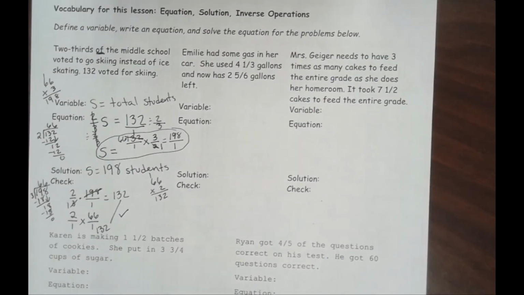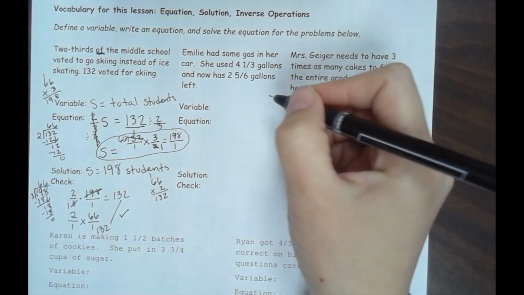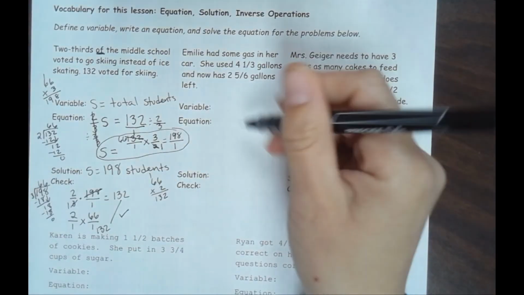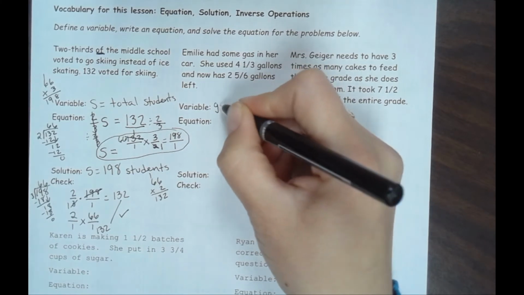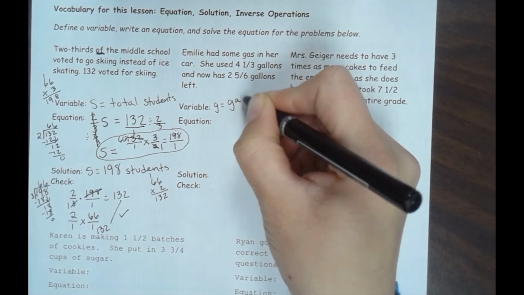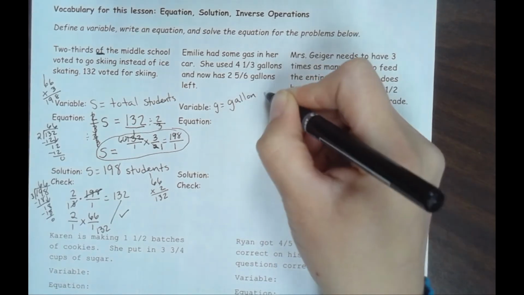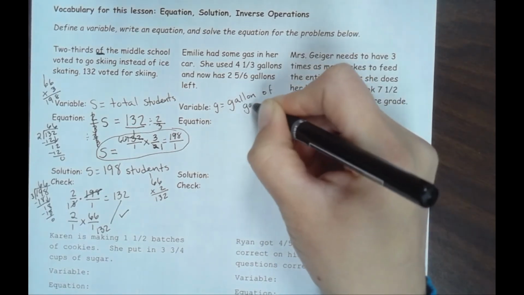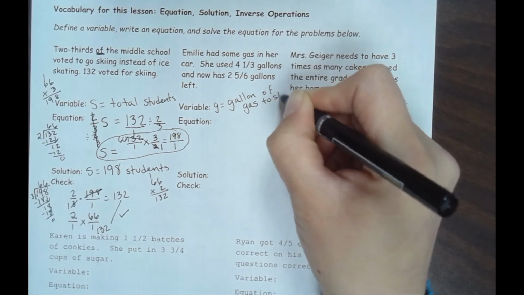Okay, let's try the next one. Emily had some gas in her car. She used 4 1/3 gallons and now has 2 5/6 gallons left. So what's the variable? What is it we don't know? I don't know how much gas she had in her car to begin with. So I'm going to say G for gas, gallons of gas to start.